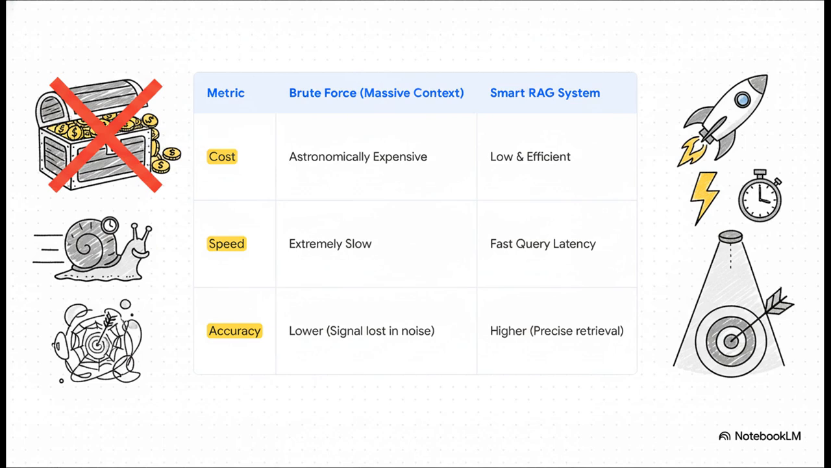Let's compare them directly. The brute force approach, just jamming a massive context window full of data, is astronomically expensive at scale. I mean, every single query costs a fortune to process. It's also incredibly slow. But here's the real kicker. Research shows it's actually less accurate. The model literally loses the signal in the noise. The right answer gets buried in tons of irrelevant junk. A smart RAG system, on the other hand, is efficient, fast, and way more precise.